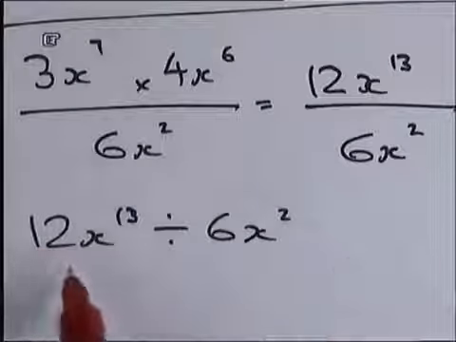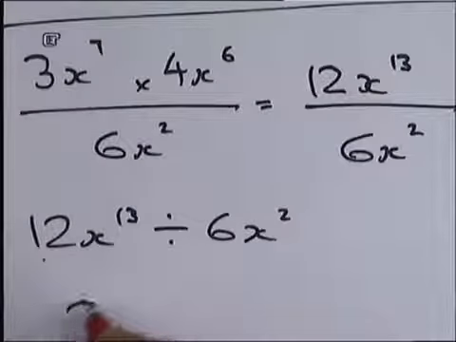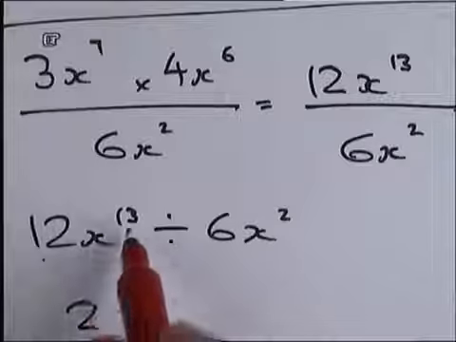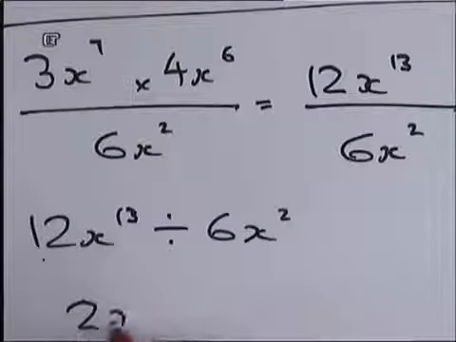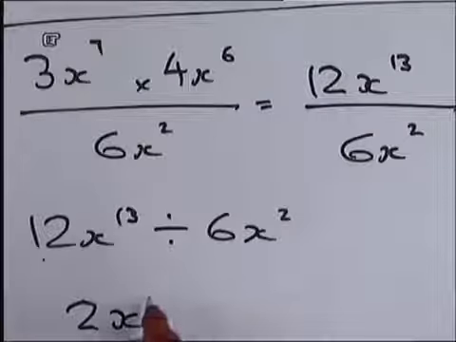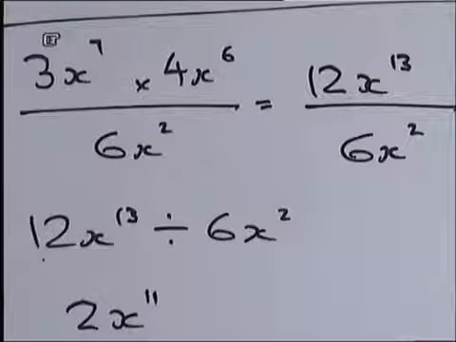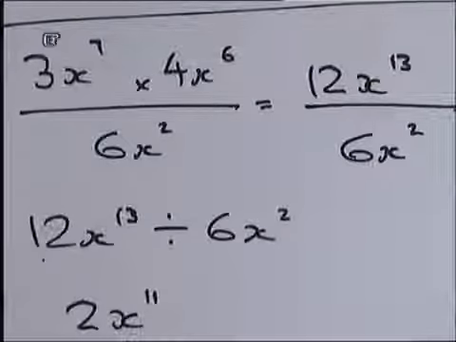Deal with the normal numbers first, the big numbers. 12 divided by 6 is 2. X to the power of 13 divided by x to the power of 2. If I'm dividing, I do a taking away with the powers, so I'll get 2x to the power of 11.